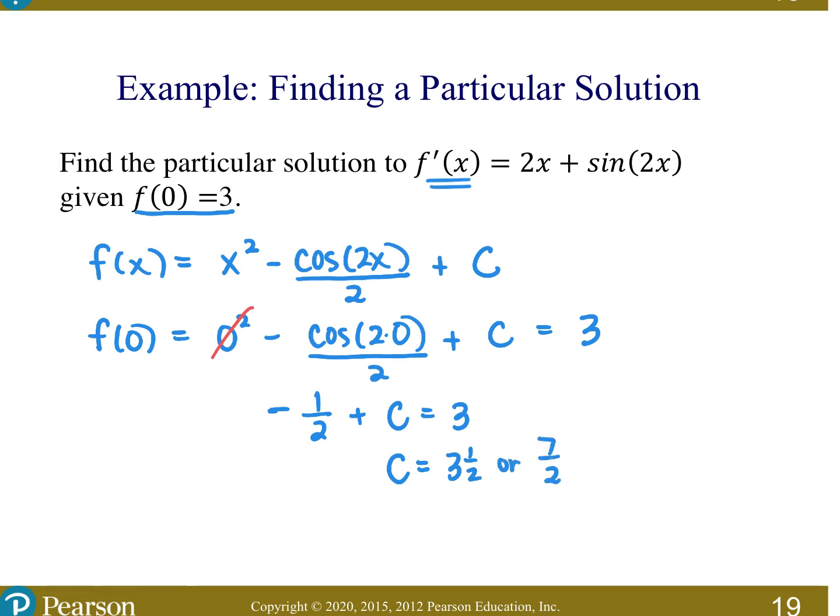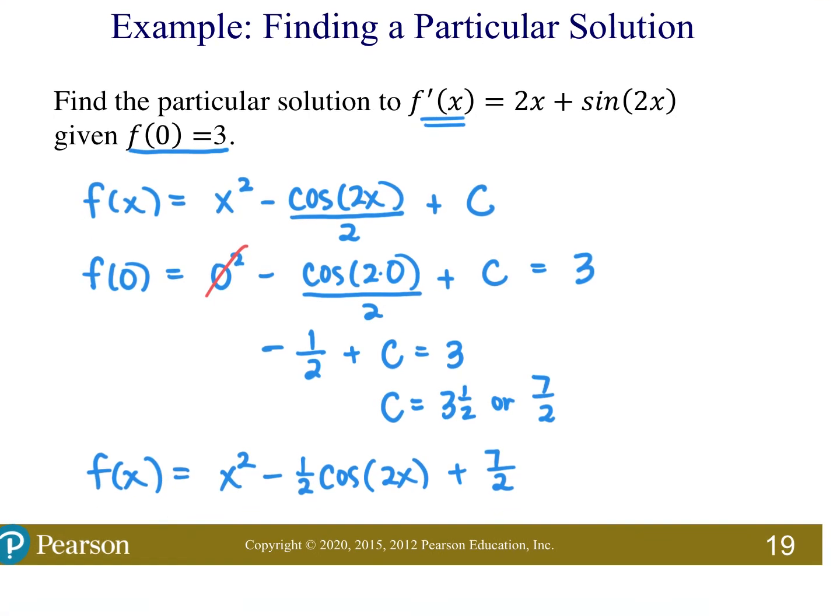So that gives us what's called a particular solution, so that f of x, the particular solution, is x squared minus cos of 2x over 2, or I can put 1/2 of cos of 2x, plus the particular value of 7 over 2. That's called a particular solution. When it's a plus c, it's called a general solution. When it's got plus 7/2, that's called a particular solution.